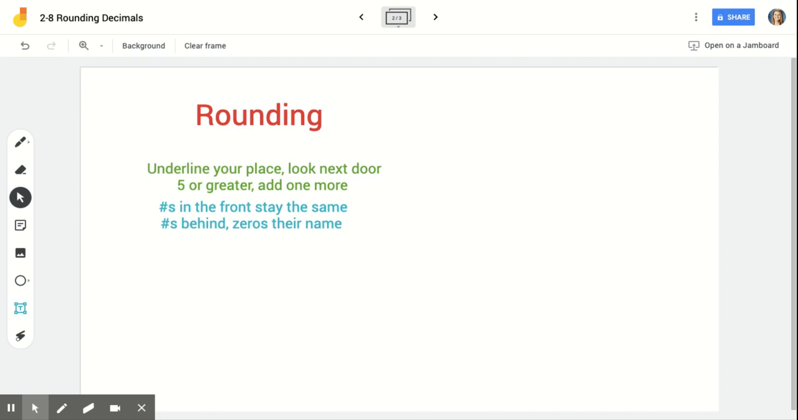So underline your place, look next door, 5 or greater, add 1 more. Numbers in the front stay the same. Numbers behind, zeros their name.